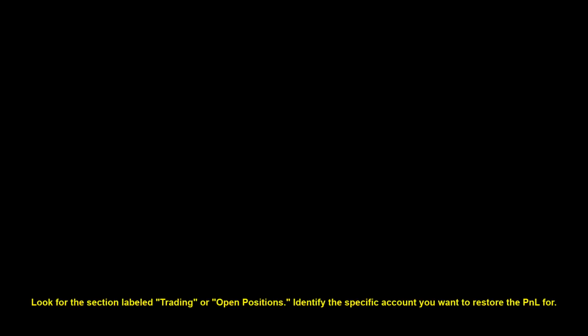Look for the section labeled Trading or Open Positions. Identify the specific account you want to restore the PnL for. If you have multiple accounts, click the drop-down menu to select the correct one. Once the account is selected, head over to your wallet information. Verify that your wallet is correctly connected to the trading platform.